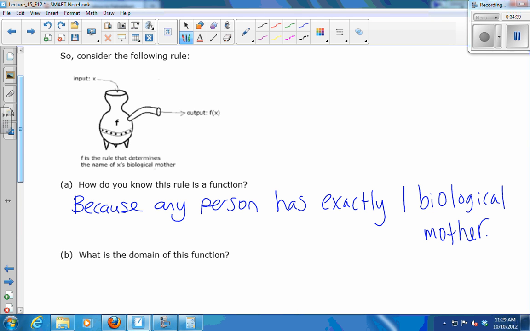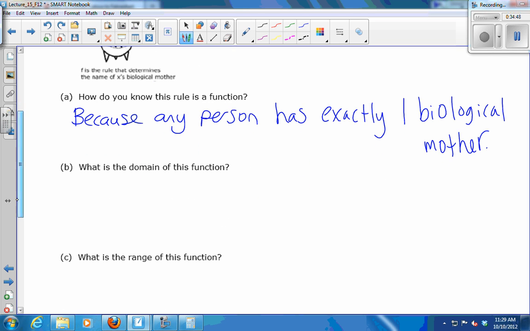What is the domain of this function? The set of all possible inputs. All people, right? All people. Because all people have a biological mother, right? So all people is the domain.